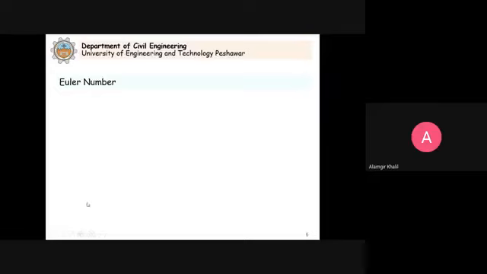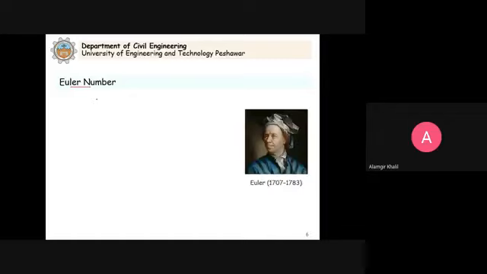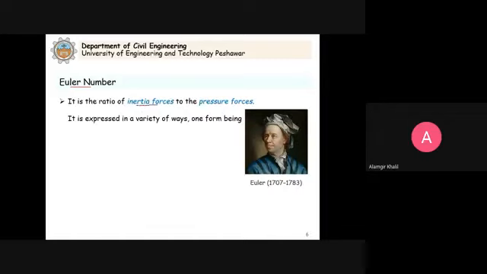The next one is the Euler number. Now, Euler number, what is this? It is the ratio of inertia forces to the pressure forces. If pressure forces are significant in any fluid phenomenon, then we have to consider the Euler number for dynamic similarity. Clear? Now, because the pressure forces can be written in a variety of ways, that is why you see that it can be expressed in a variety of ways. One form is this one.